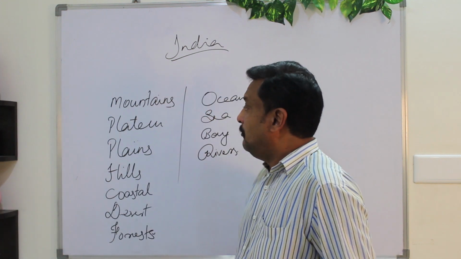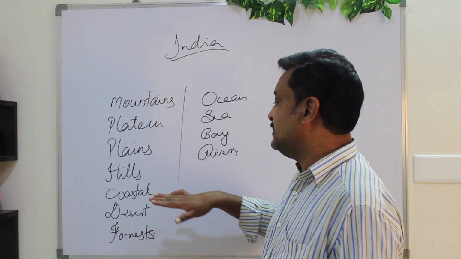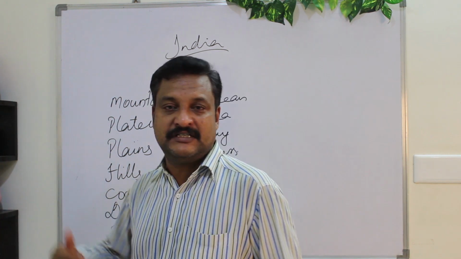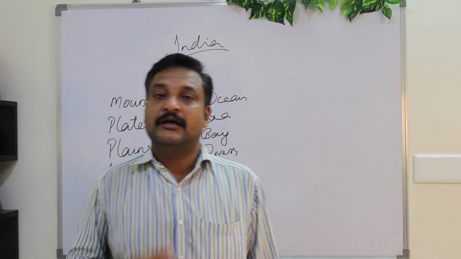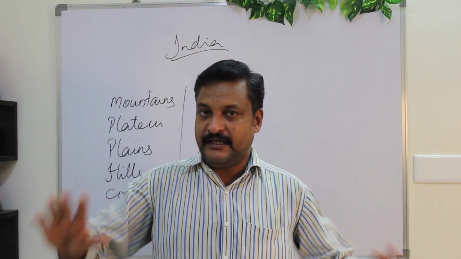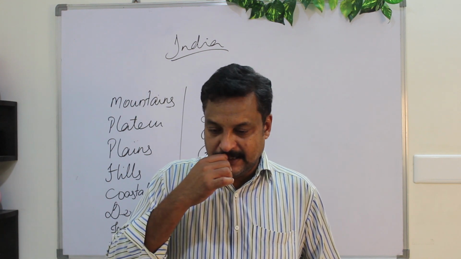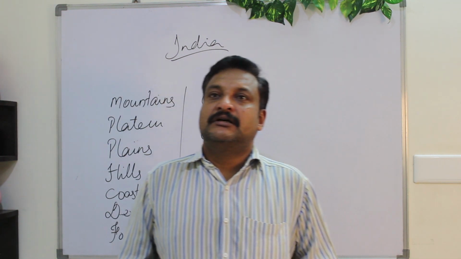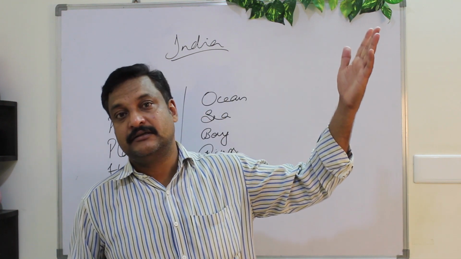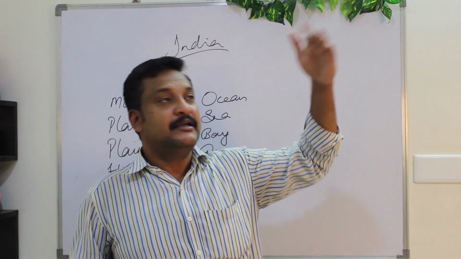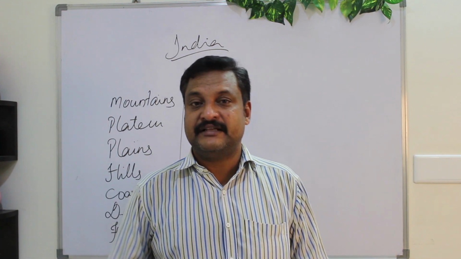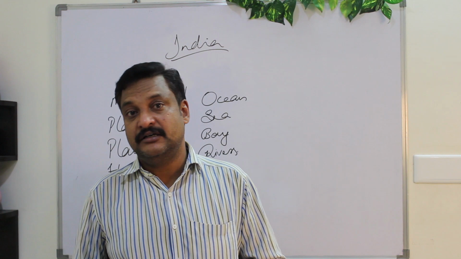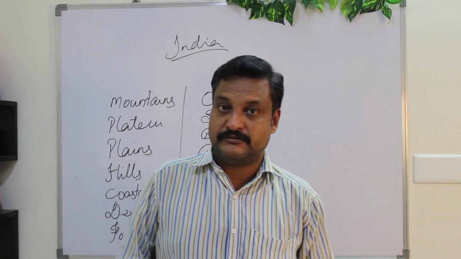Okay, so mountains, plateaus, plains, hills, coastal regions, deserts, forests, oceans, seas, bays, rivers, lakes, all these kinds of things help in deciding the physical features of India. Means, India can be divided into different physical regions. For example, the areas where we have hills or mountains in the northern part of India is entirely different from the plain regions in the southern India.